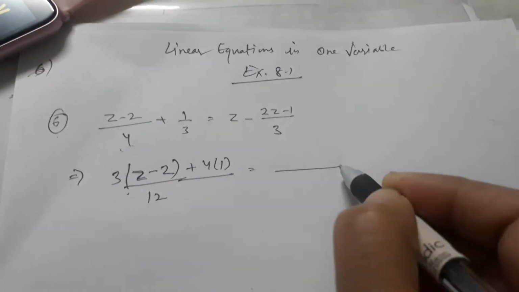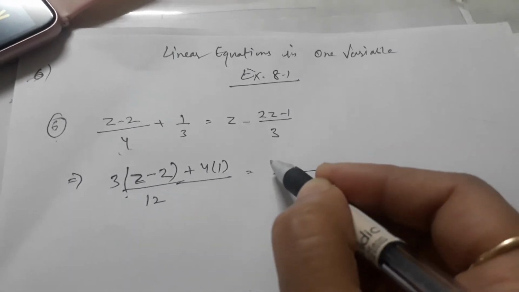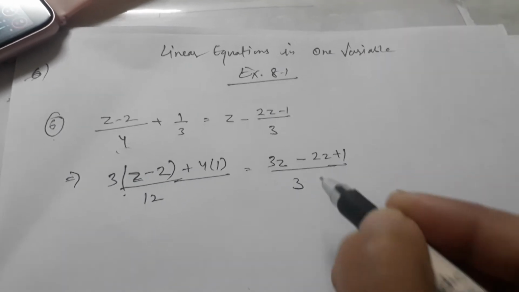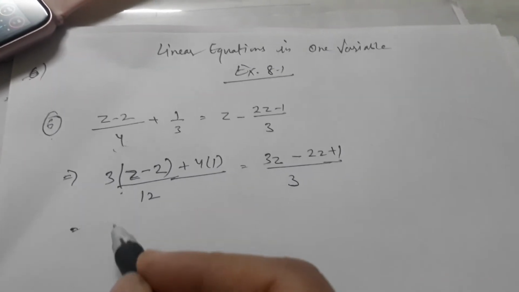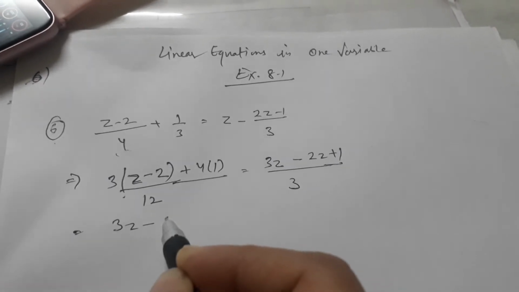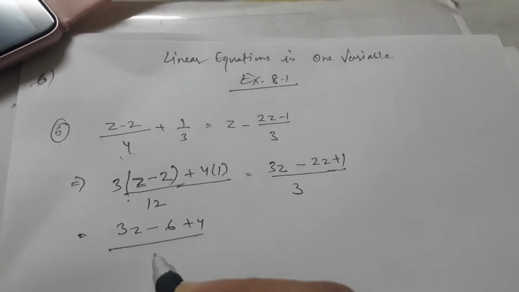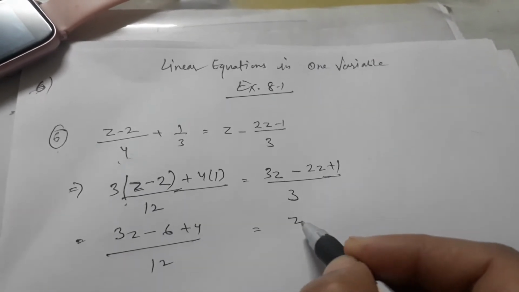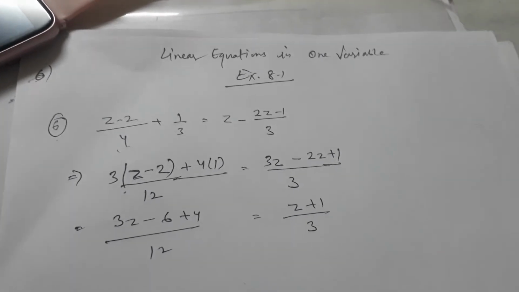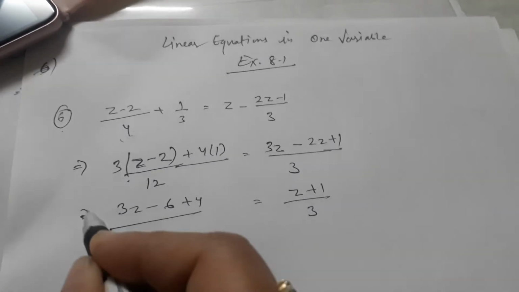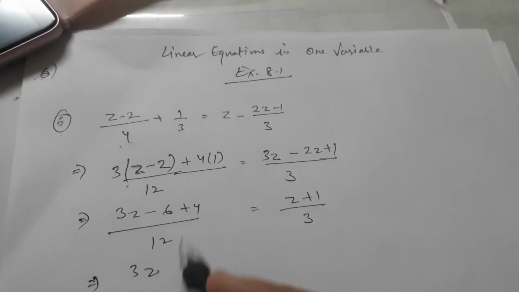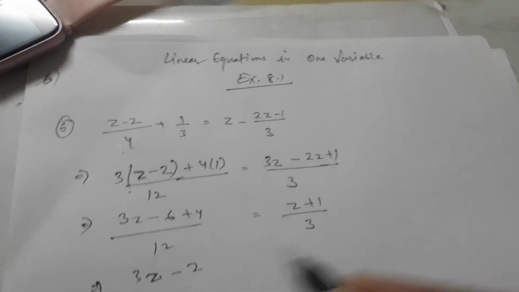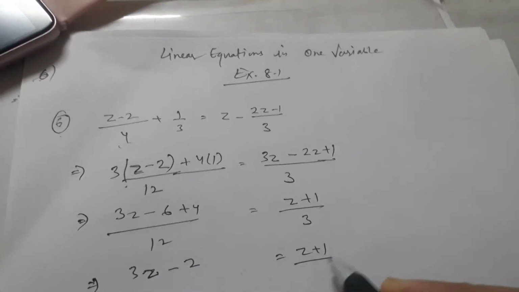Here also we will take the LCM. So the LCM will come out as 3z minus 2z plus 1. Now we will multiply 3 by z minus 2 plus 4, by 12, equal to 3z minus 2z, which will come out as z plus 1 by 3. In our next step, 3z minus 6 plus 4 will come out as 3z minus 2, and z plus 1 by 3.